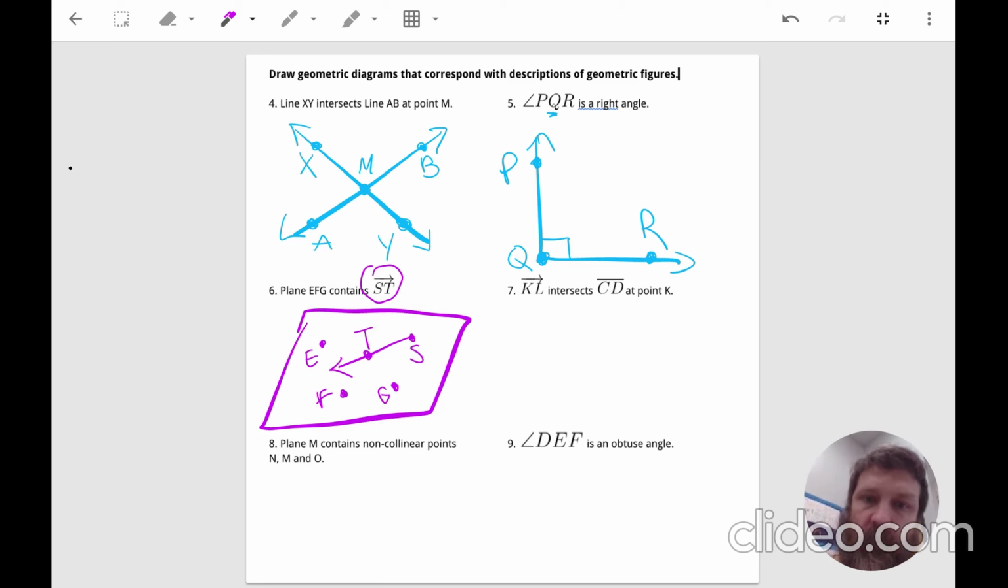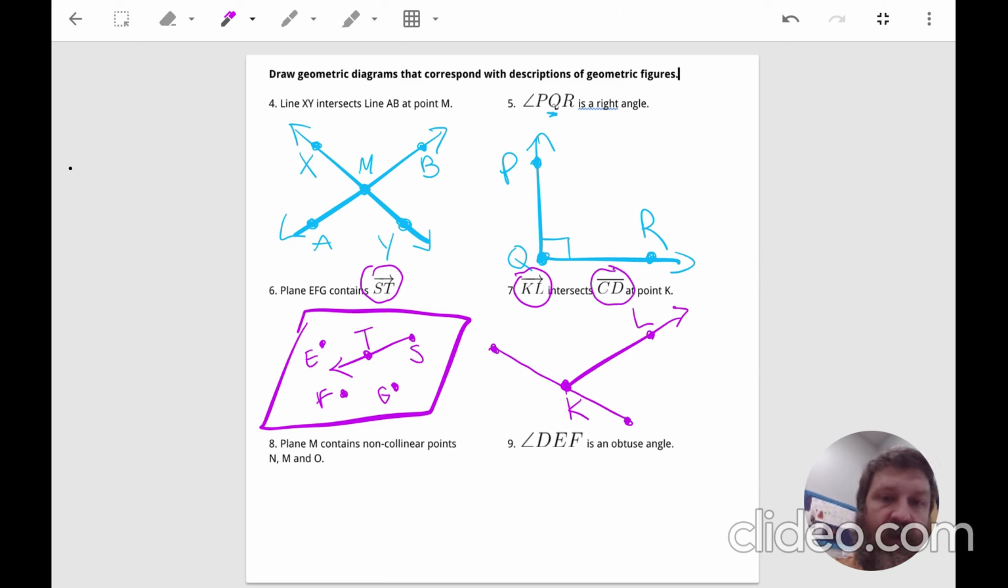Looking at number 7, we have another ray, KL, intersects CD at point K? Well, let's try and draw ray KL. So we'll make this point K, and we'll make this point L. So if this other thing is going to intersect point K, then I know that CD goes across through point K, and it is a line segment. That's what that notation tells me. The fact that there are no arrows on this tells me that this is a line segment, and it has endpoints C and D. And so that is what your answer should look something like for number 7.